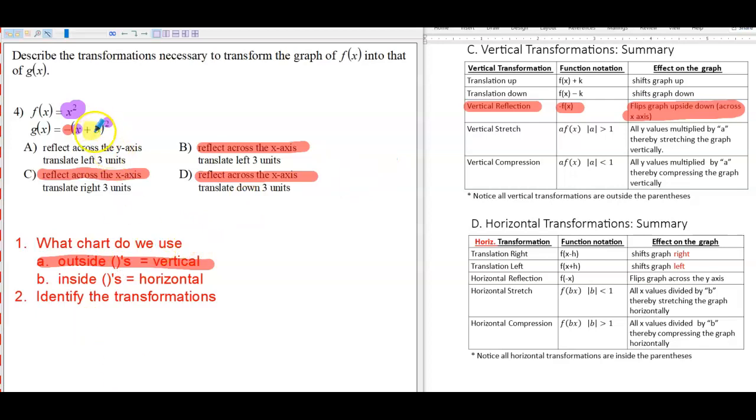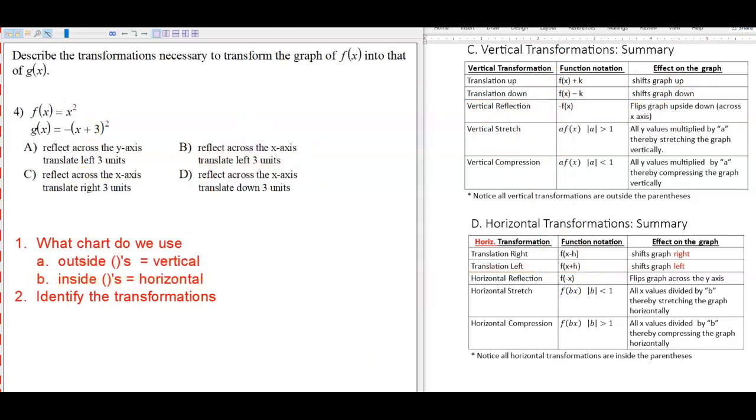Now we want to look at the next one, the +3. Notice that's inside the parentheses, so I'm going to be looking at my horizontal chart for that one. It looks like I'm adding a number to the x, so that would be this guy here. So we have a translation to the left. I see that here, and that's it. So the answer on that one must be B. Okay, so decide which chart you're looking at, identify the transformation, and go for it.